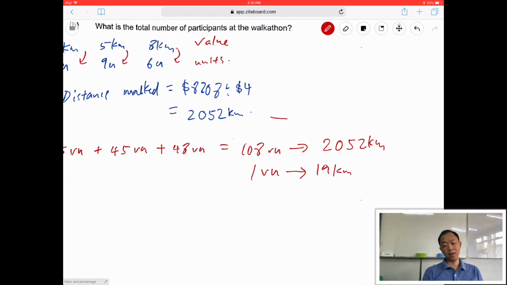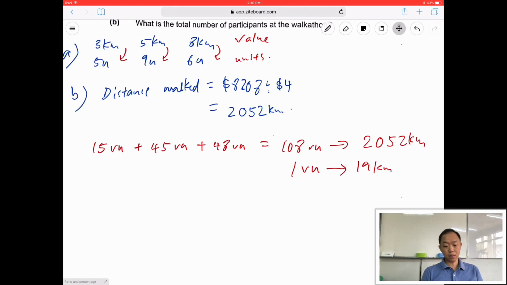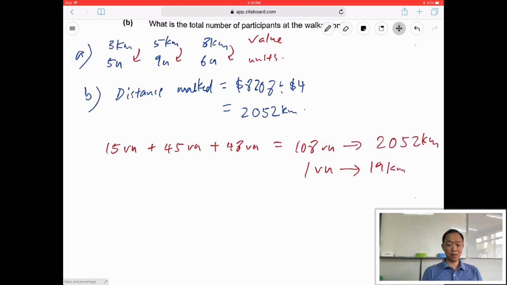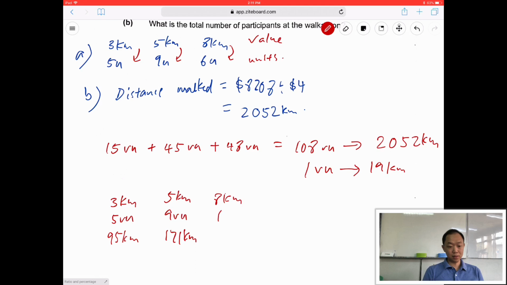So total number of persons. Okay, if 1 VU is 19 kilometers, let me just repeat this. The 3 km participants are 5 units, and if 1 VU is 19, I take 5 times 19, which is 95 kilometers. Then the 5 km participants are 9 units, 19 times 9 is 171 kilometers. And the 8 km participants are 6 units. Wait.